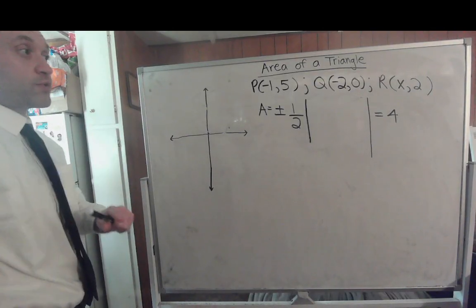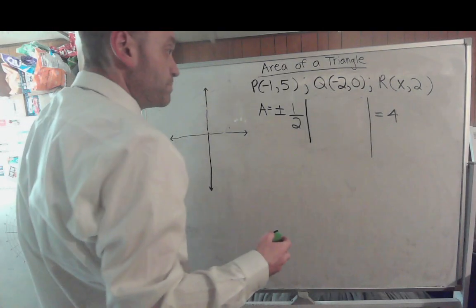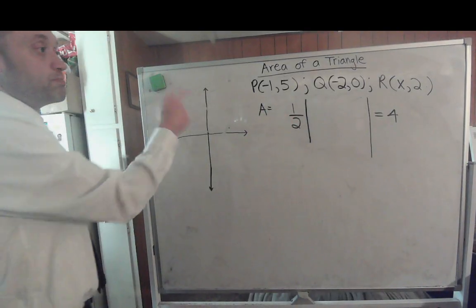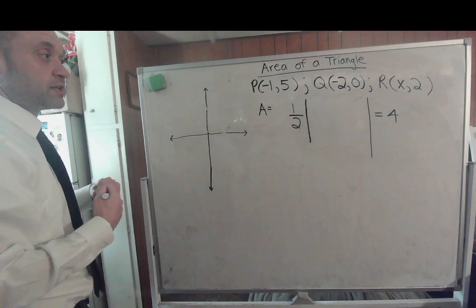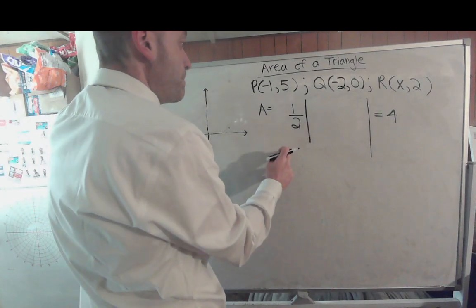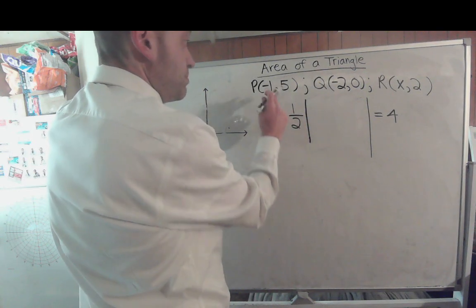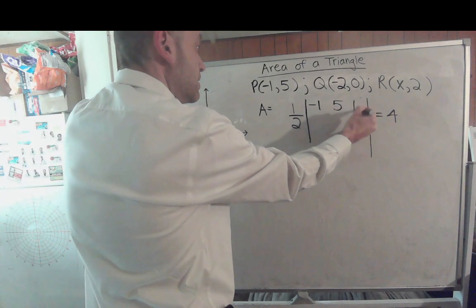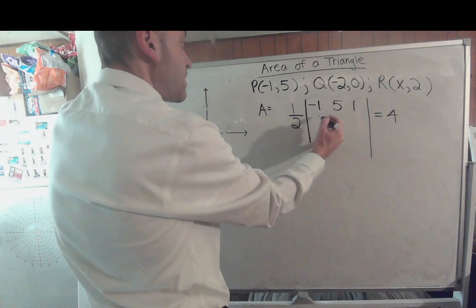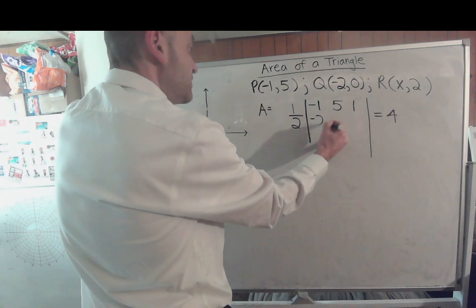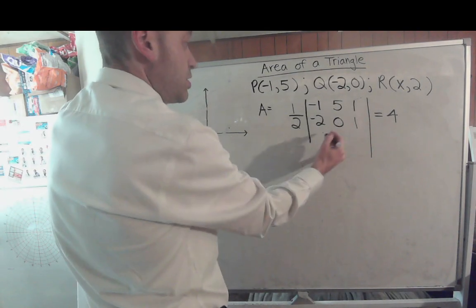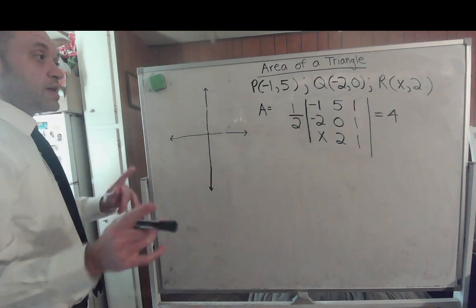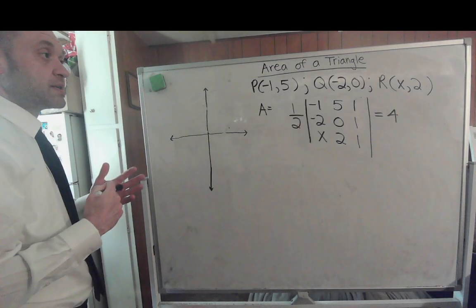Well, that means right off the rip, we got a positive area, so we need to have a positive value on the determinant. So that'll be 1/2 of that determinant, which would be point P, you'll put in -1, 5, and 1. And then Q, you would put in -2, 0, 1. R, you would put in x, 2, and 1. All right, so there's your determinant.